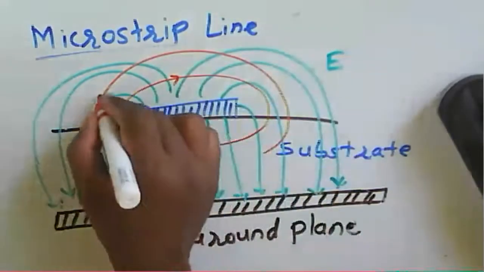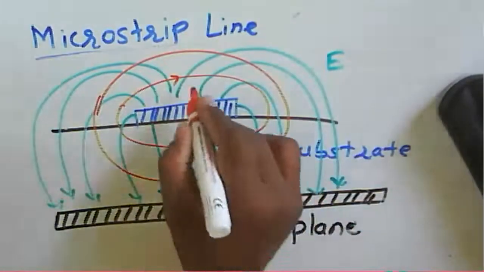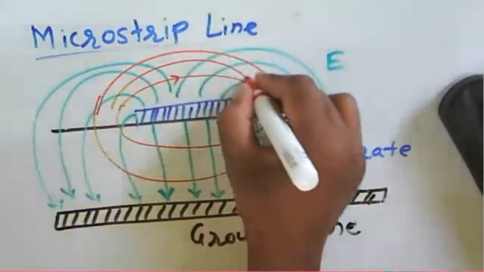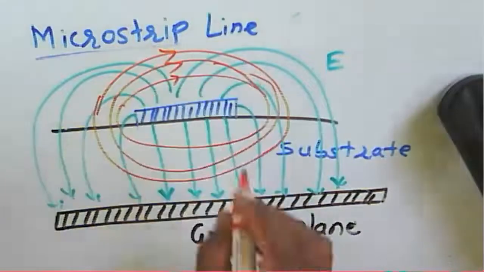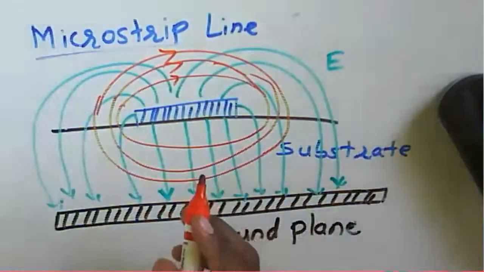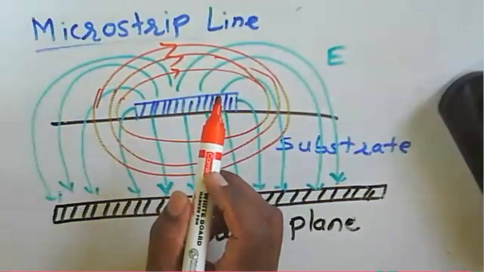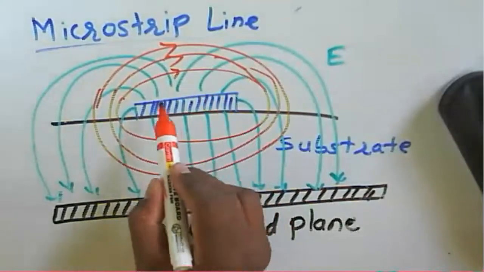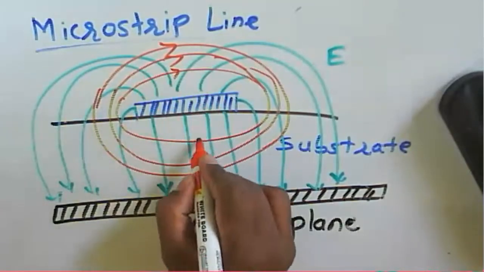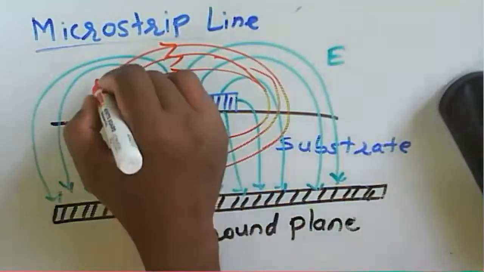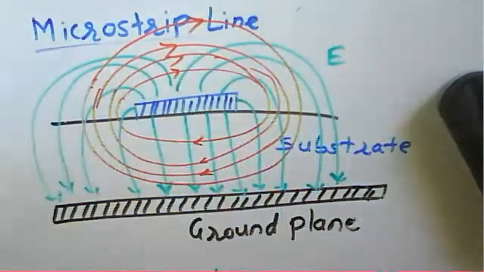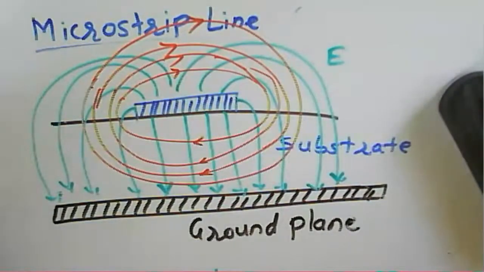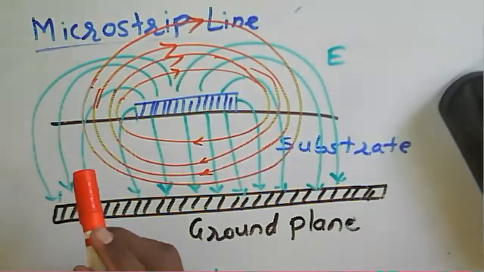That will be around the strip. This one is about a magnetic field. So around the strip there will be a magnetic field vector. Now this one is the direction. So we need to know what will be the direction of the magnetic field. That's about the field distribution, for the electric field line and the magnetic.